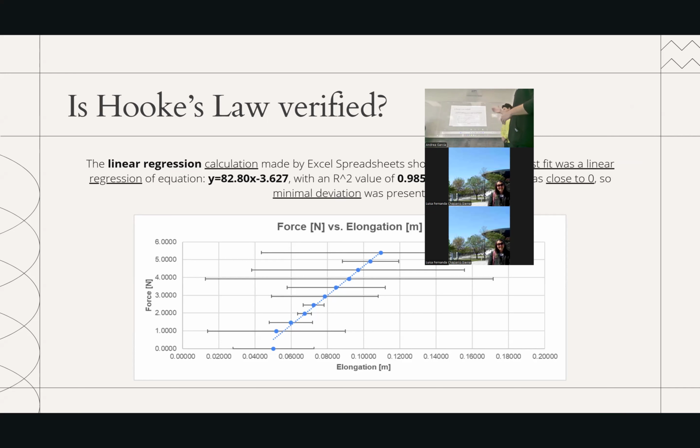After we plotted this, we saw that a linear regression was our best fit, and we verified Hooke's law by arranging all our data. Our data showed that it was arranged on a line. So the constant for Hooke's law was the slope of this equation, which was 82.80. All of this was further confirmed with our R-squared value, which was 0.9855, almost 1, which means an almost perfect relationship.